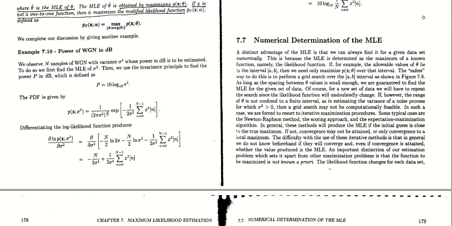And then the other thing is numerical determination of the MLE. A distinct advantage of the MLE is that we can always find it for a given data set numerically. This is because the MLE is determined as the maximum of a known function, namely the likelihood function. If, for example, the allowable values of theta lie in an interval, then we only need to maximize this over the interval. Then we do a grid search.